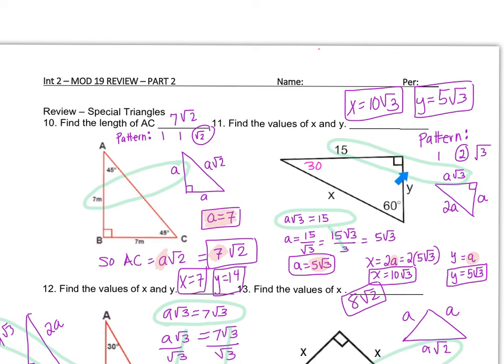For my Y, in this Y spot, on the pattern it's an A, so that means Y equals A. And A was 5 square root of 3, so that means that Y is equal to 5 square root of 3. And now I've solved for X and Y.